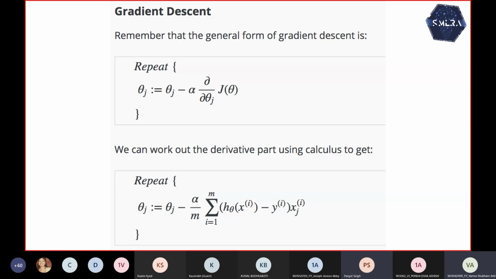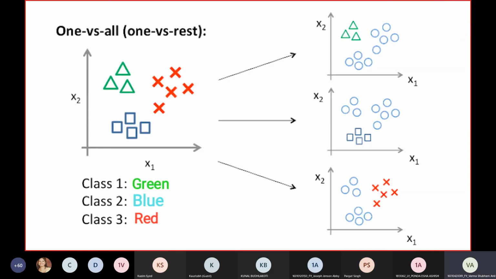Okay. So now I will move to multi-class classification. As I talked about multi-class classification at the start of our slides, I said that it can be converted into binary class classification and run multiple times. If you see here, we have three classes: class 1 that is green, class 2 that is blue, and class 3 that is red.